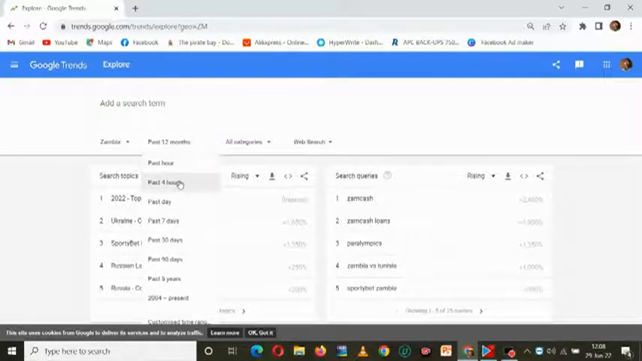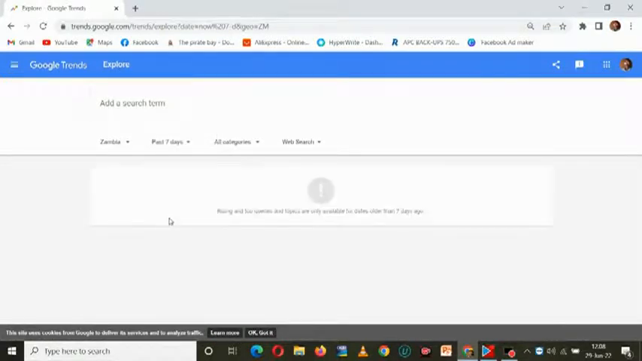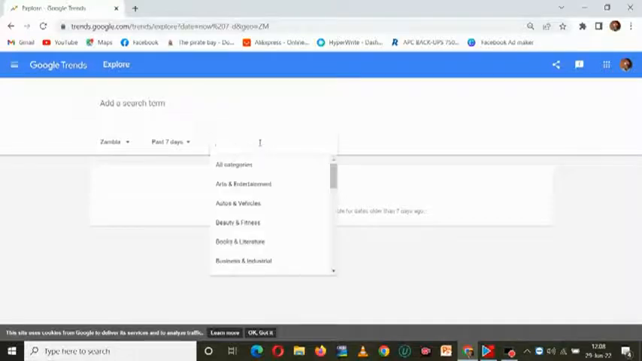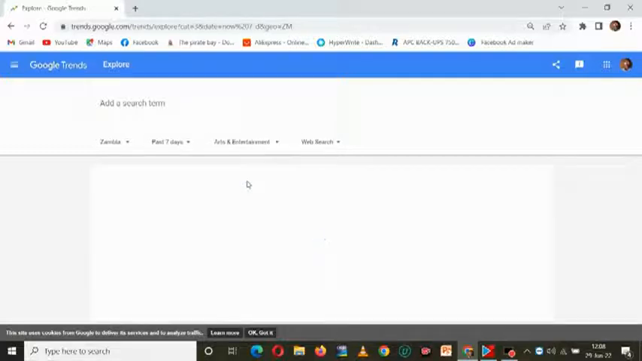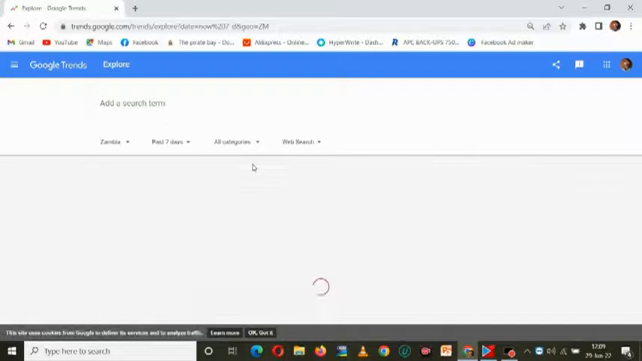So let's say, for example, the past 7 days. What have people been talking about in Zambia for the past 7 days? There's nothing there. Then when we look at categories, let's try entertainment. On entertainment, there's something. There it is. But what I'm more interested in now is to see the queries, what people have been querying.